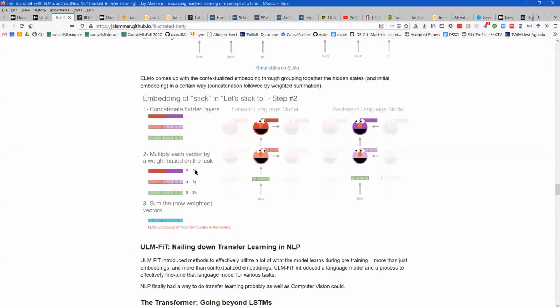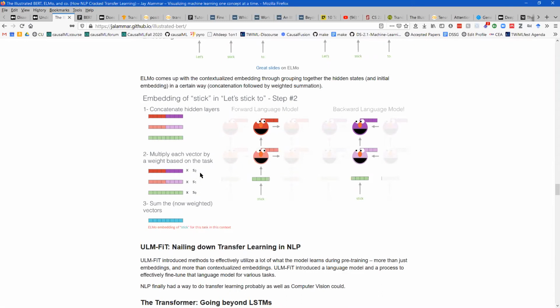Okay, and so now step 2 here is you multiply each of these vectors by a weight based on the task and add them together, and then that gives you the ELMo embedding of that word for this task in this context. So not only in the context of the sentence, but in the context of the task that you're trying to do.